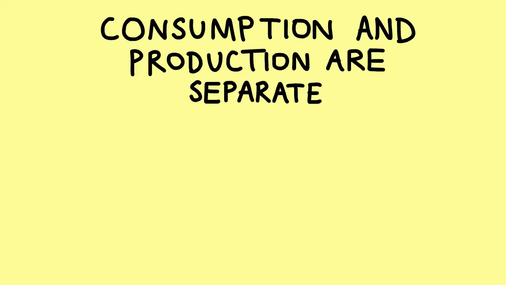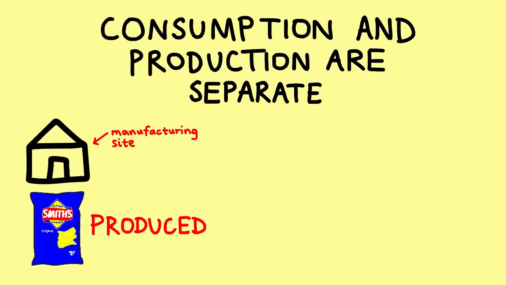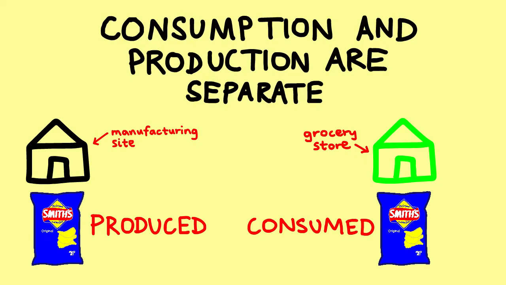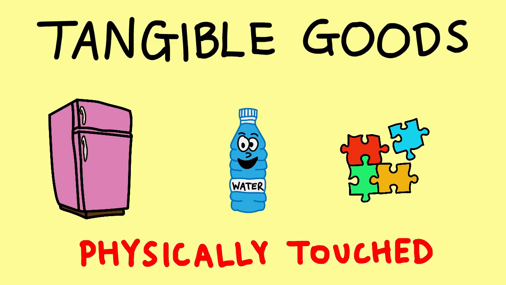For example, Smith's chips are produced at a manufacturing site and then consumed by customers at the grocery store where they purchased it from. Manufacturing businesses produce tangible goods. This means that they can be physically touched.